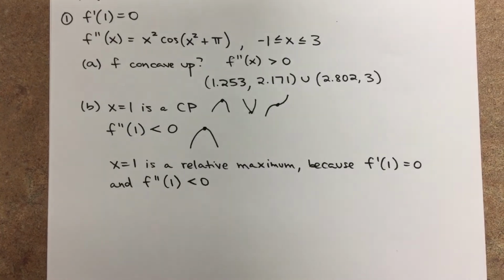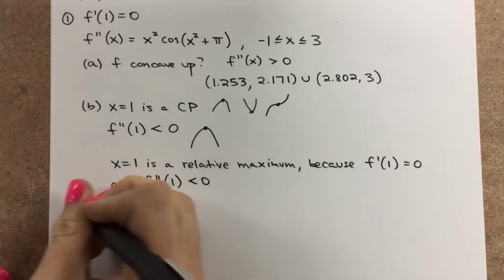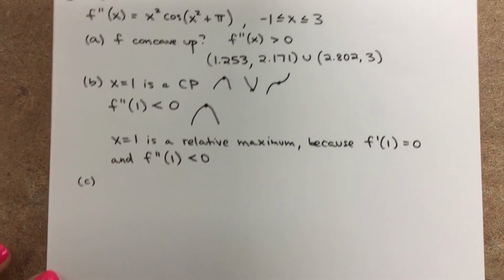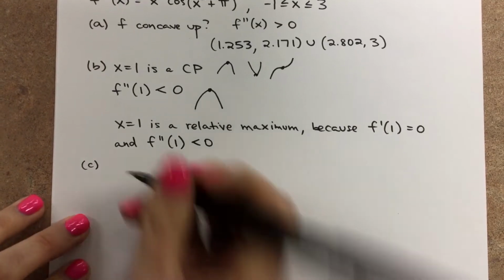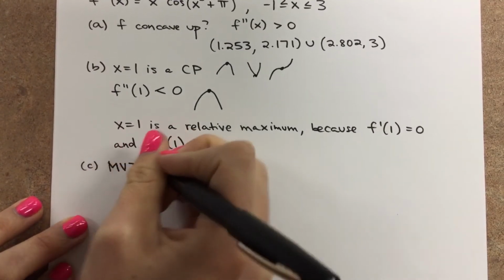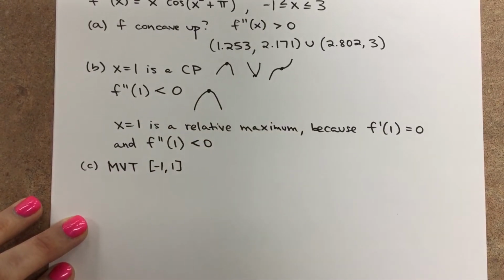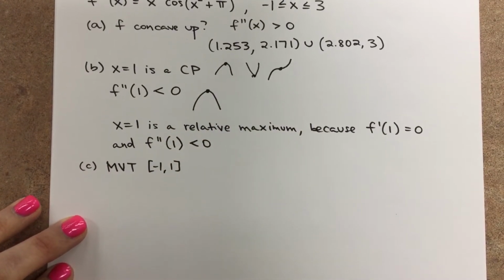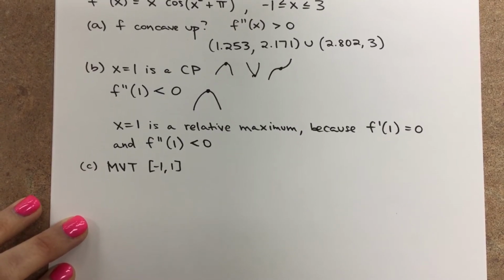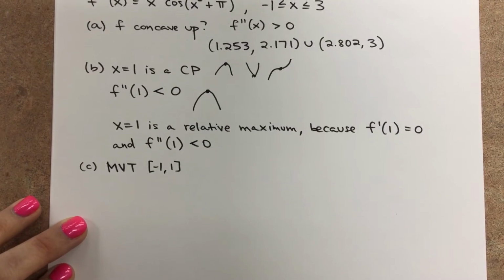Flip your page here for part C. Part C says use the mean value theorem on the closed interval from -1 to 1 to show that f prime of 1 cannot equal 2.5. Okay, so we're going to show that f prime of -1 cannot equal 2.5. So mean value theorem on that closed interval.